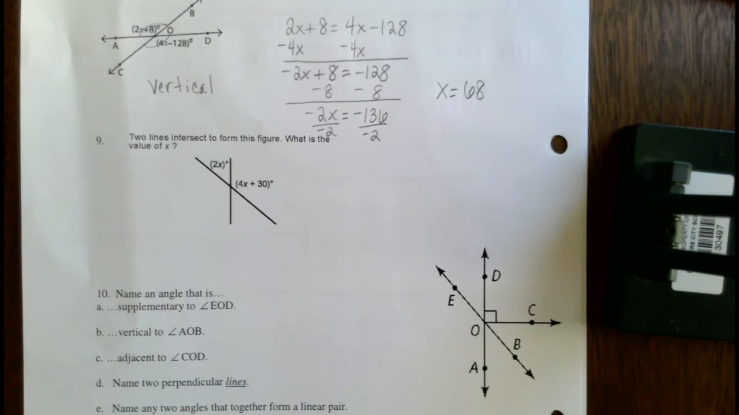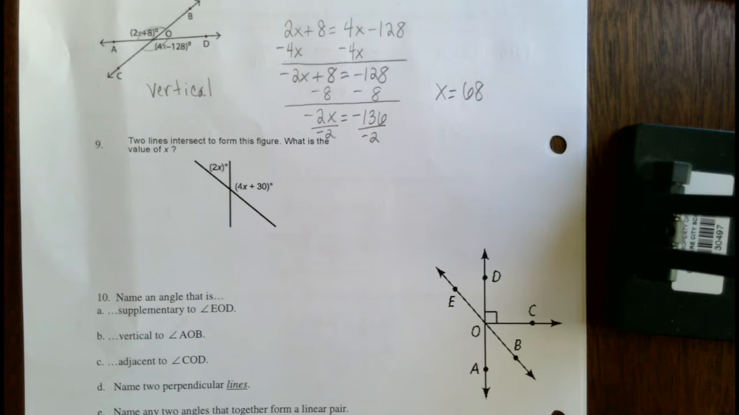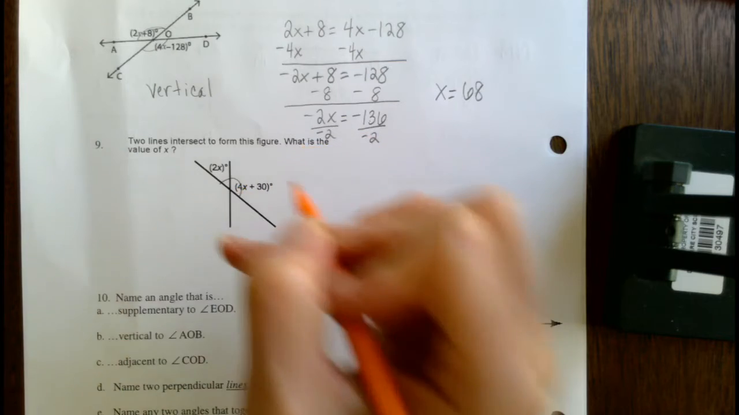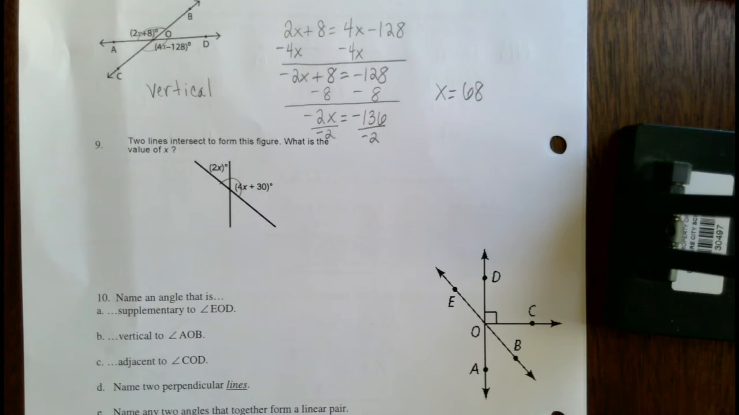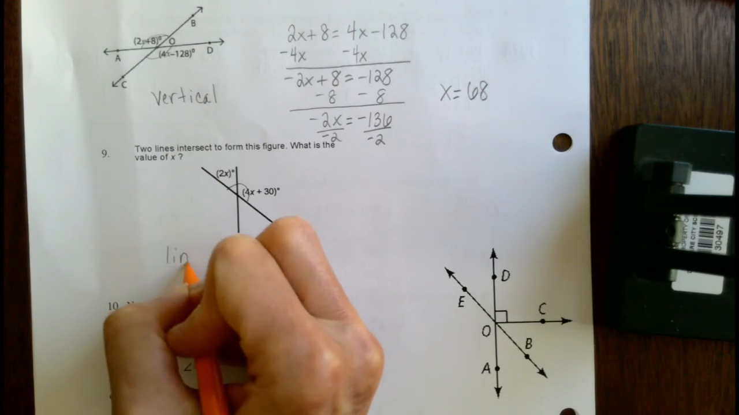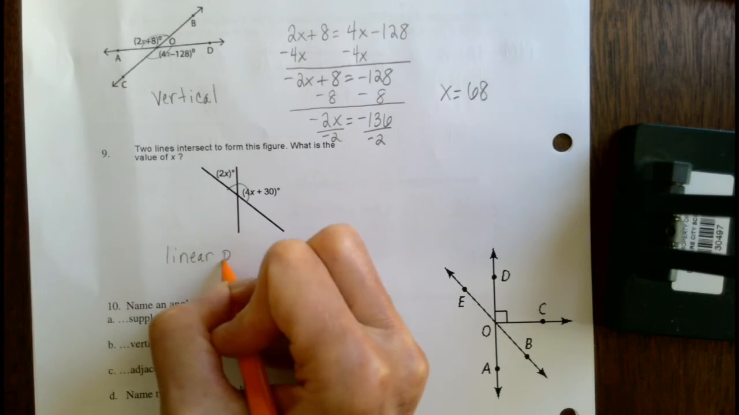Number 9 is also an example of vertical angles. So, it looks like it's vertical angles, but let's look at what the problem says here. It says, two lines intersect to form this figure. What is the value of x? And it's actually that we have angles that are side by side, and if I draw this in, we get what I call a protractor sometimes, and that looks like they add to be 180. This is actually a picture of a linear pair.